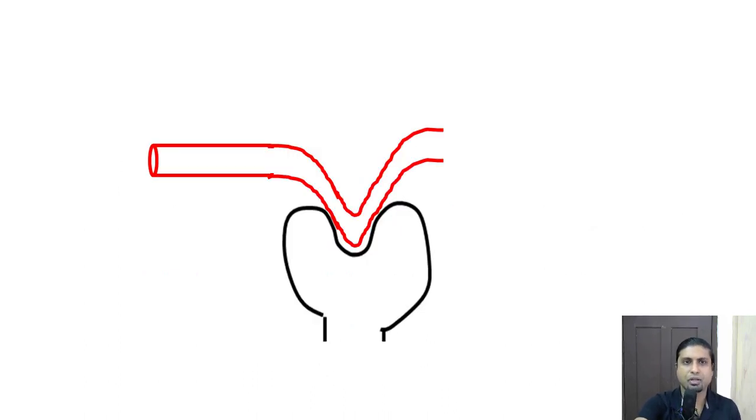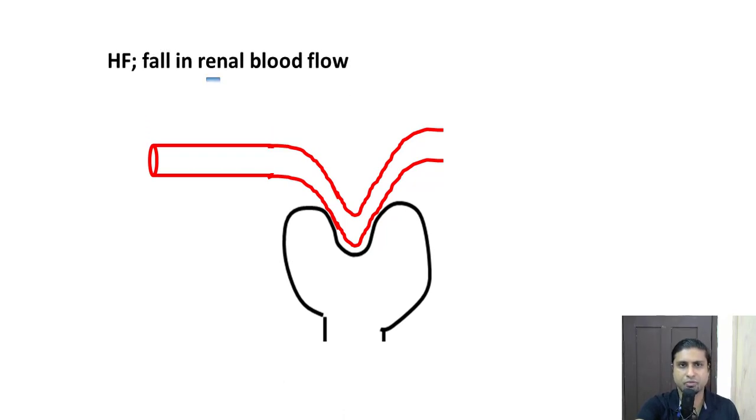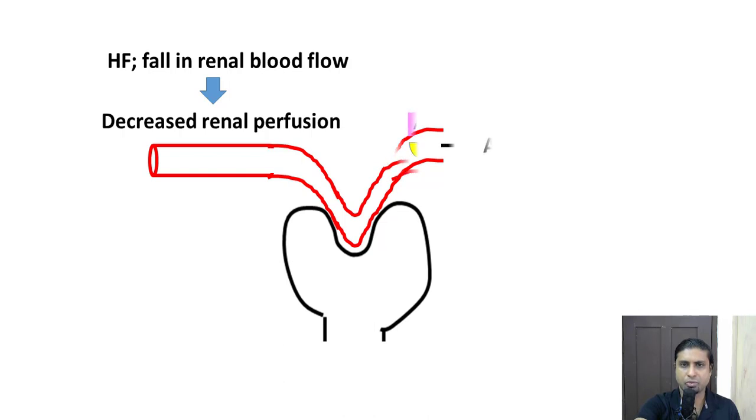So, in heart failure, fall in renal blood flow, decreased renal perfusion, so there will be an increase in renin-angiotensin-aldosterone activity, increased amount of angiotensin 2 available to bind to AT1 receptors in the efferent arteriole, causing selective vasoconstriction of the efferent arteriole, and therefore an increase in glomerular filtration pressures, maintaining the urine output.